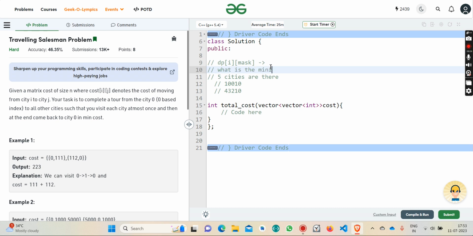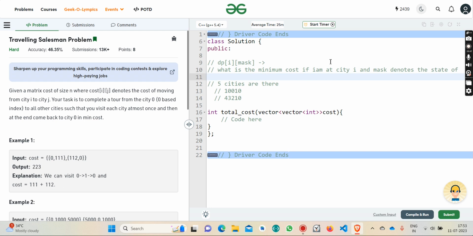What is the minimum cost if I am at city I and mask denotes the state of visited cities till now.